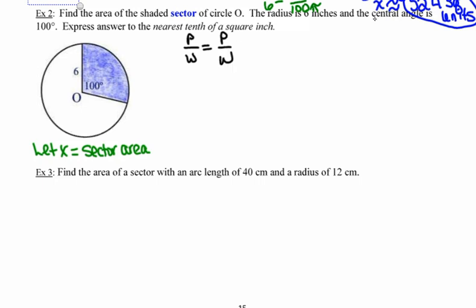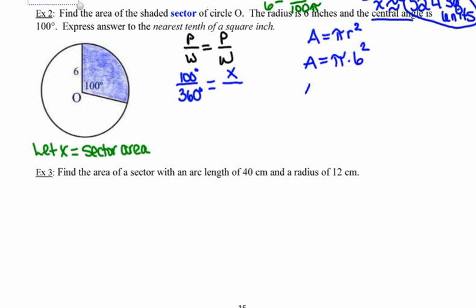And in this case, again, I'm comparing angles. So 100 degrees out of the entire 360 degrees. How does that compare to my sector area over the area of the whole circle? And again, they don't tell me the area of the whole circle, but this is a fairly simple, quick, and easy computation for me to make. So the area of the entire circle in terms of pi would be 36 pi.